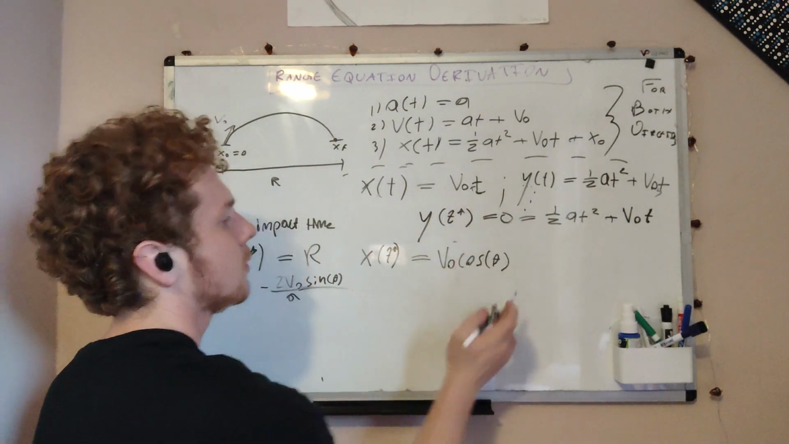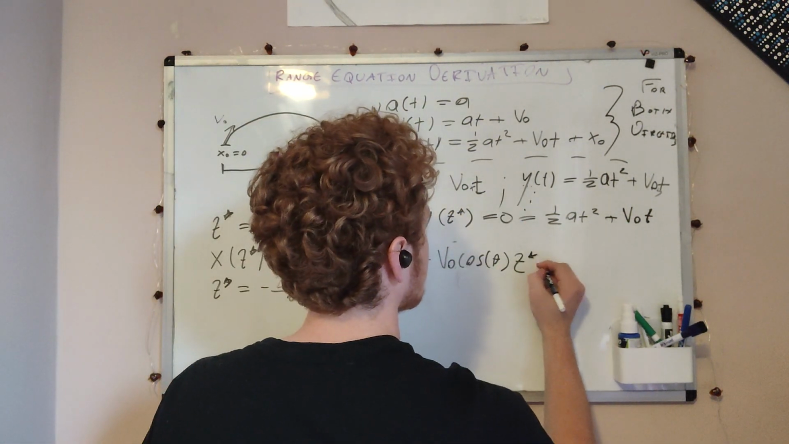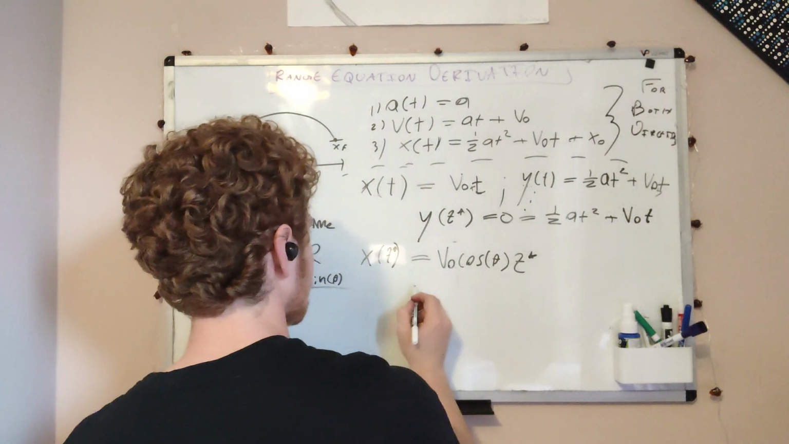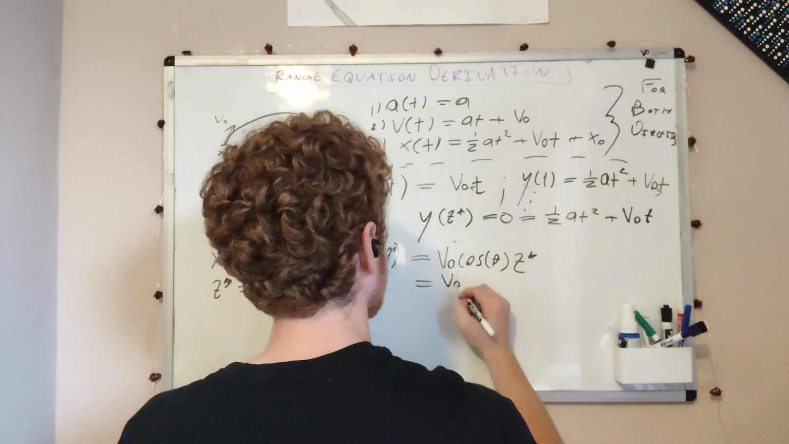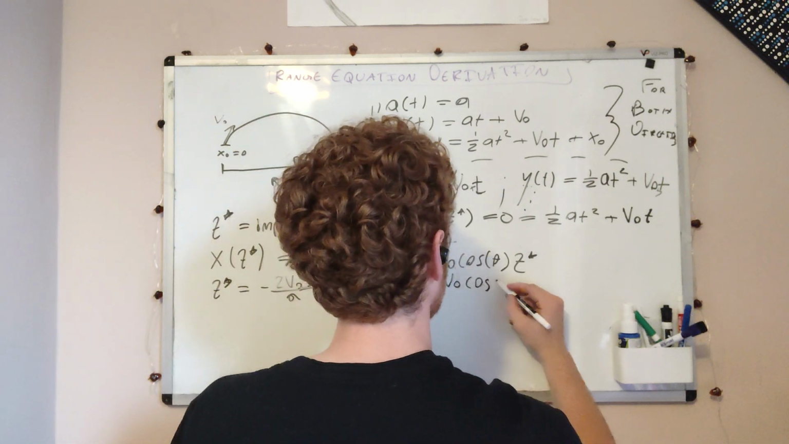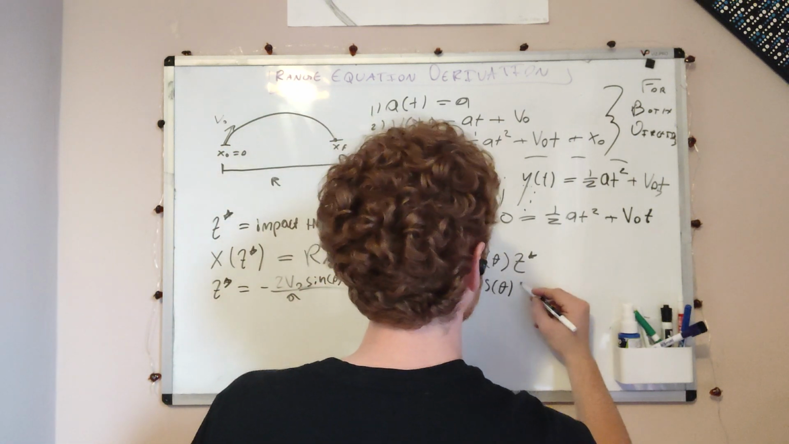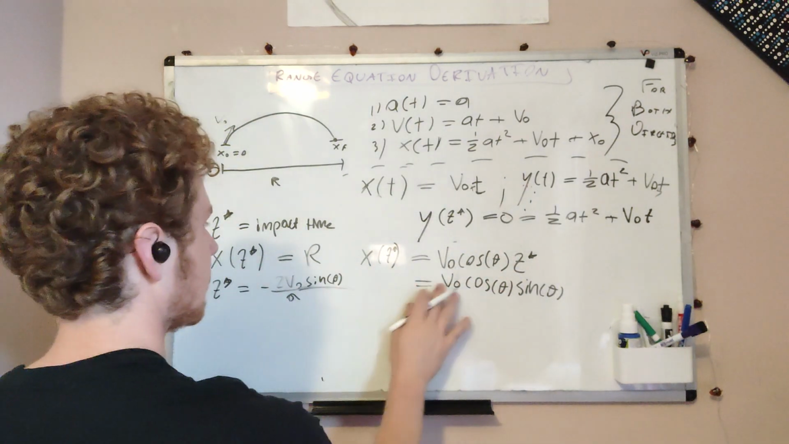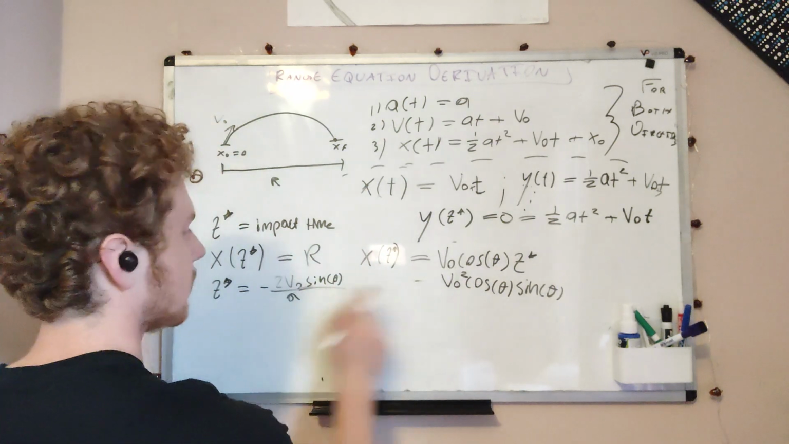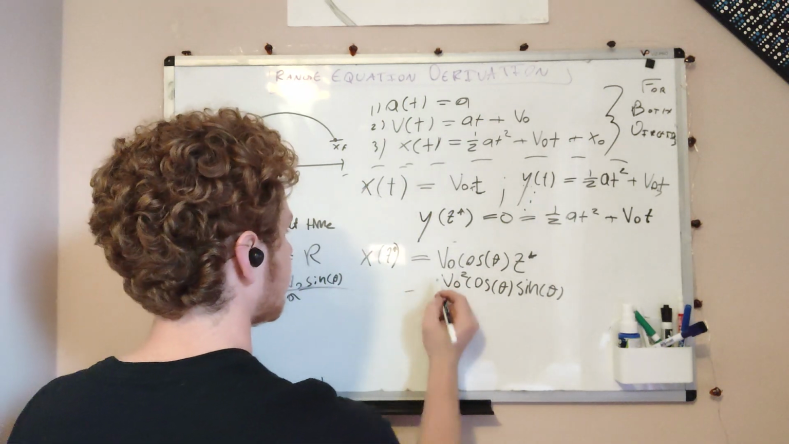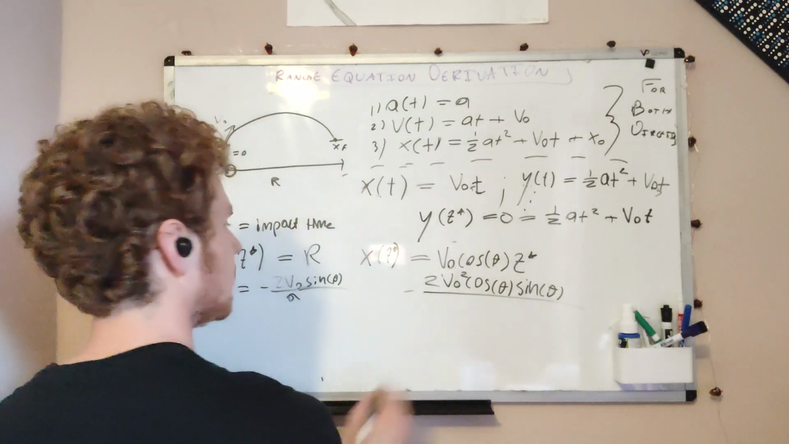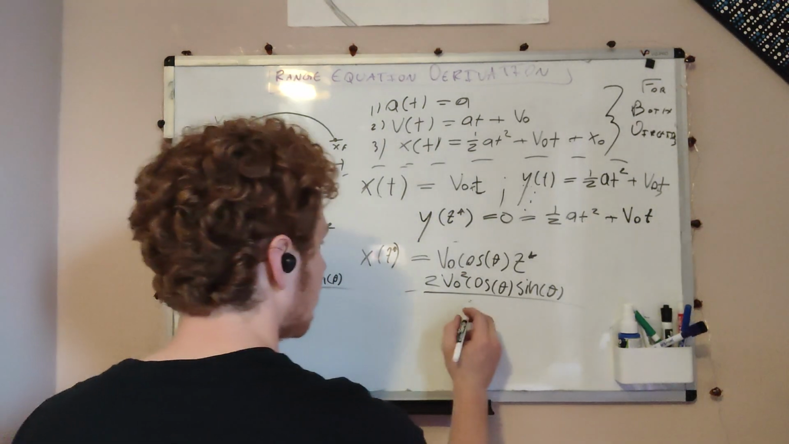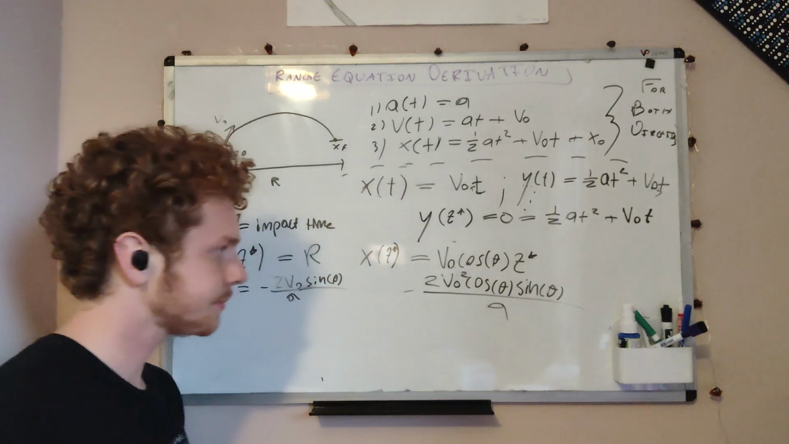And then, using what we know about it, v naught cosine of theta times the sine of theta comes from right here. This would be squared 2. So it's negative 2 times v naught squared times cosine of theta times the sine of theta, all over a.